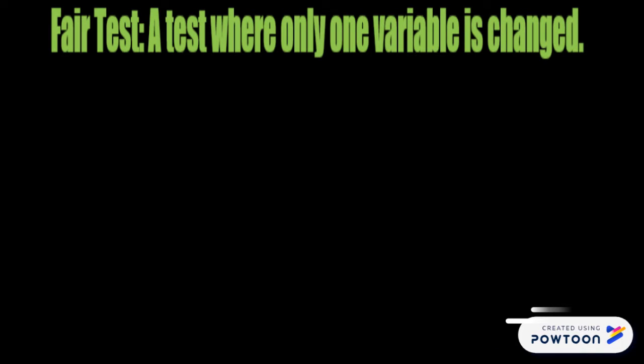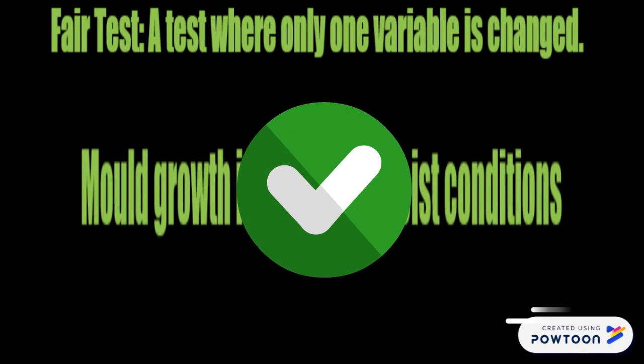As we can see from the fair test, the moist slice of bread grew much more mould than the dry piece of bread. Since the only thing that changed in our fair test was the amount of moisture each slice of bread received, the increase in mould growth is due to bread A being more moist.